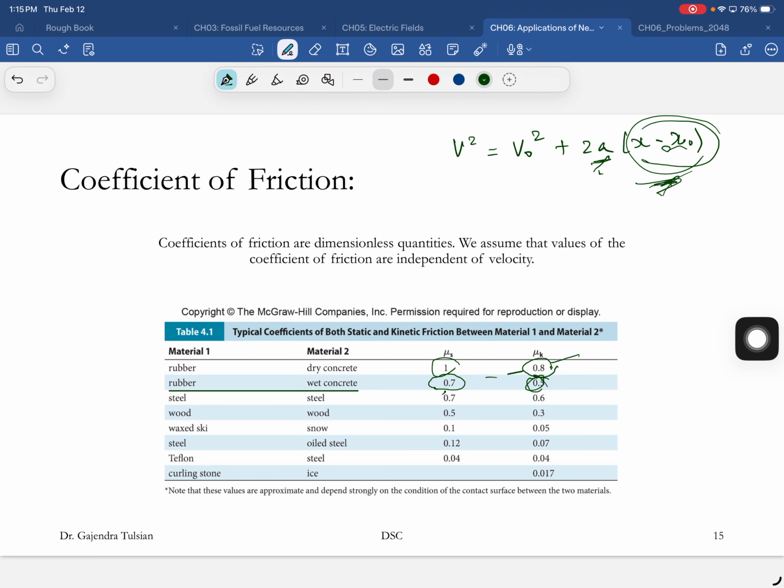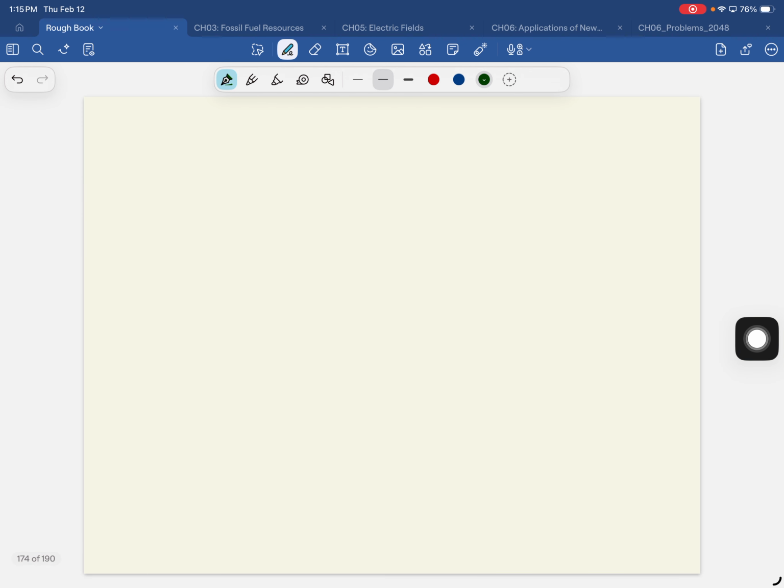All right, let's see what this number means. We'll do rubber on dry concrete. Let's see what this number 1 means. That'll give you a sense for it.